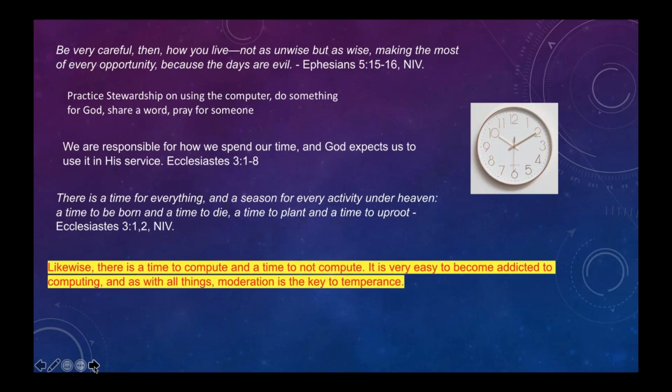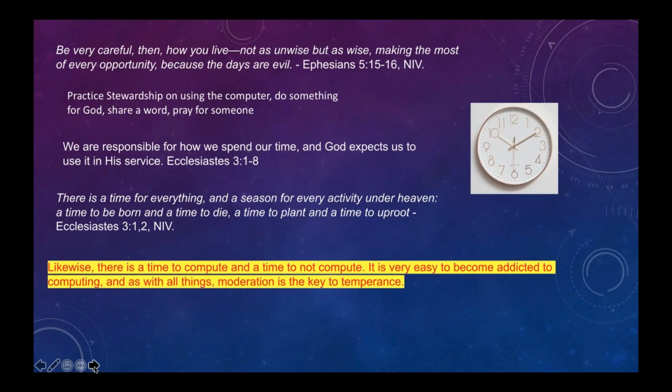And then be very careful then how you live, not as unwise, but as wise, making the most of every opportunity because the days are evil. That is Ephesians chapter 5, verse 15 to 16. So you need to practice stewardship on using the computer. Do something for God. Share a word and pray for someone. So whilst you're on your computer, just think of something positive that you can do for God instead of just playing games or just watching a movie or just doing schoolwork. Just think of something positive that you can do for God and you can be a good steward. And then we are responsible for how we spend our time, and God expects us to use it in his service.